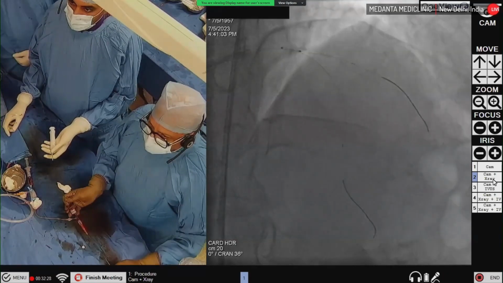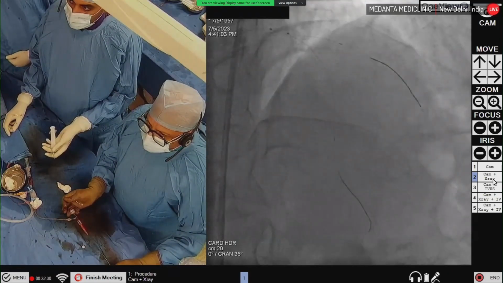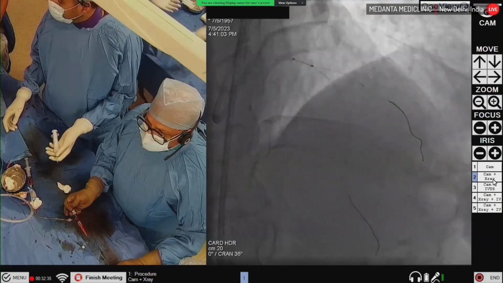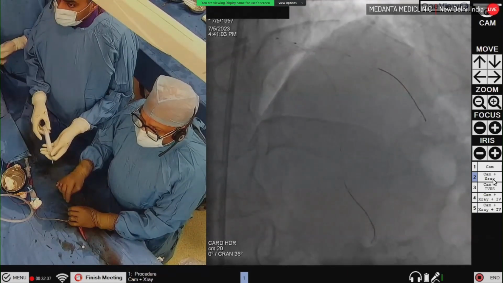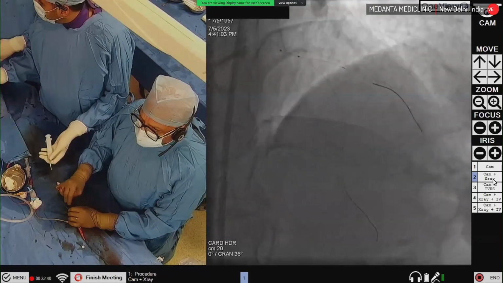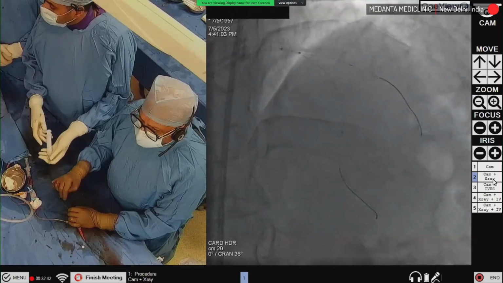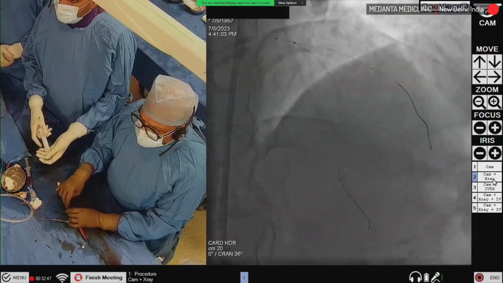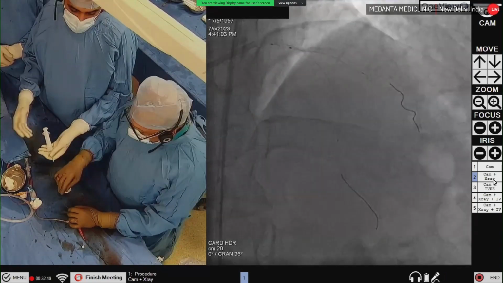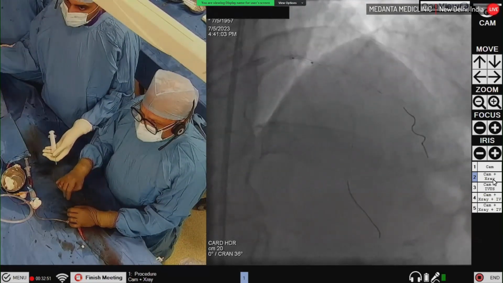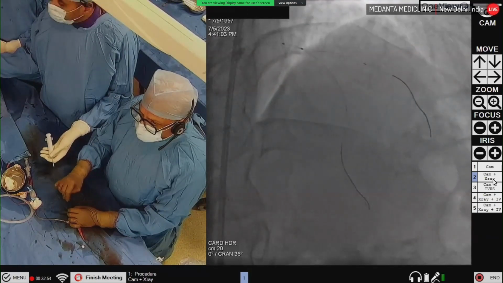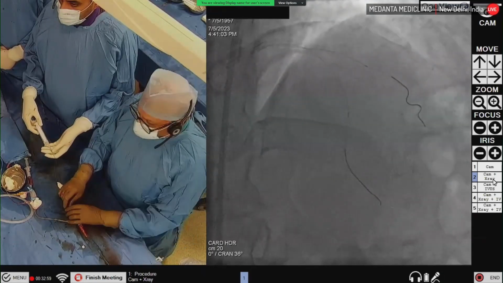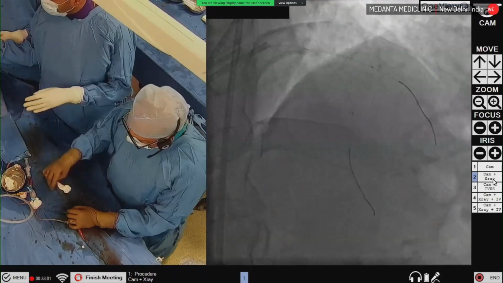Look at that. This is something very, very interesting. This balloon is not moving at all. So this 2.25 into 10 is not entering, although we have dilated this diagonal already. But because of some calcific spur or some fibrotic band, this is absolutely not responding. So we will take this out.